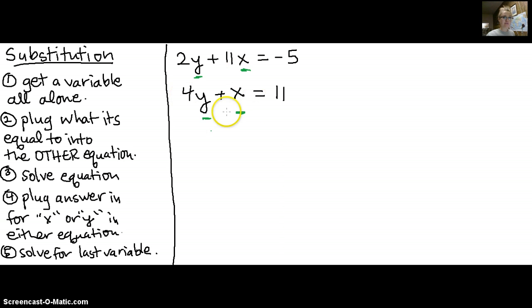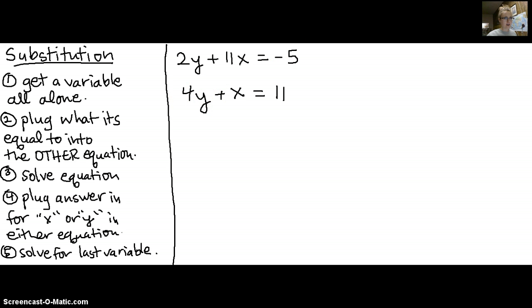Out of these 4 places where variables appear, I need to ask myself, which is the easiest to get all by itself, to get all alone? I can see that this x right here is just asking to be all alone, because it doesn't have anything multiplied by it. So in this case, this is going to be the easiest variable to get all alone, this x here in the second equation. So let's work on that.